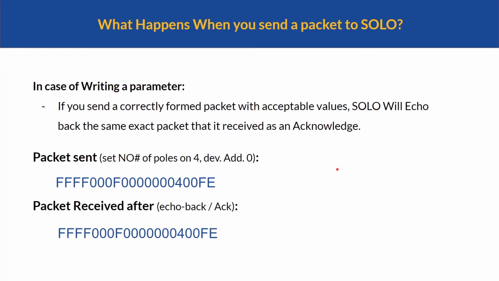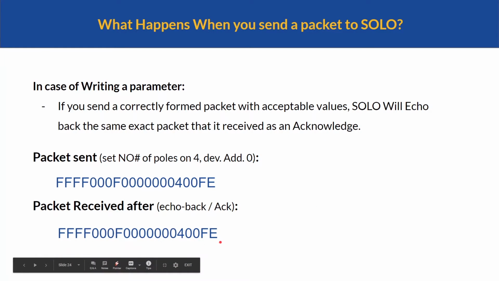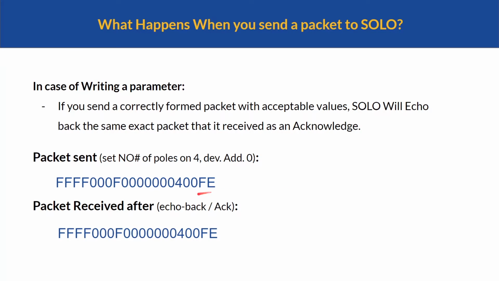If I send this packet to Solo, after a very short time, I'm going to receive back this packet, which is like an acknowledgement. It is exactly the same packet we sent, but this time it comes back from Solo to you. So it shows that Solo received it, it was well in range, it was an acceptable packet, and Solo applied it to the parameter that you asked for.